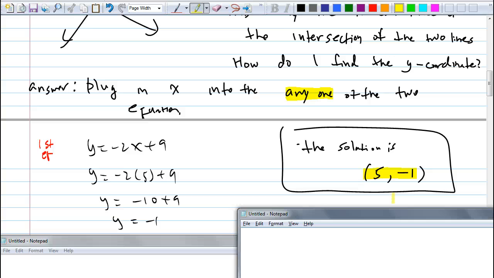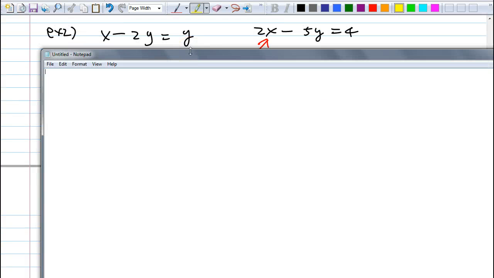All right, let's do a couple more. Here we go. So take a look at example 2. We're going to use the substitution method to solve the system of linear equations. I have x minus 2y equals 0, 2x minus 5y equals 4. So we're going to choose one of the equations and solve for one variable. Claire, which one would you like to choose? First equation or the second equation to solve for one? I will do the first.